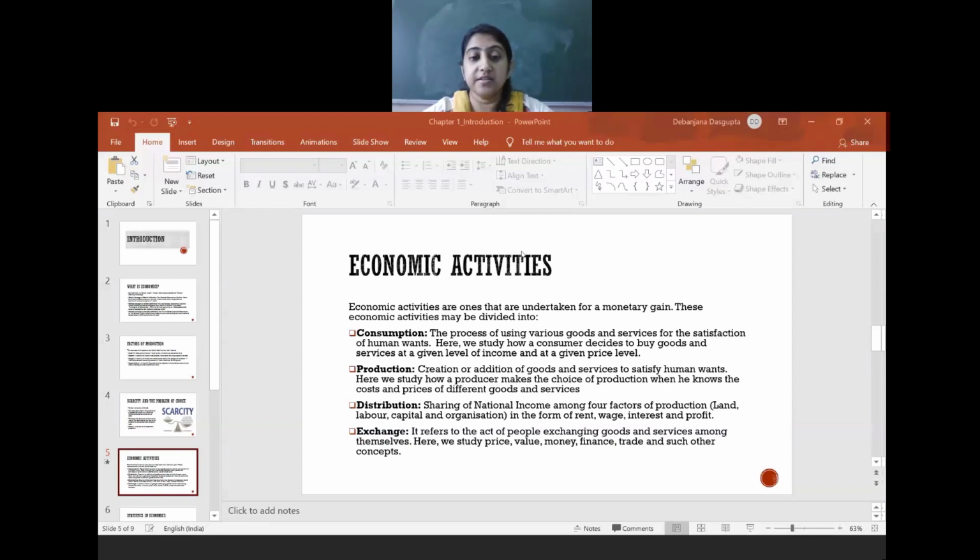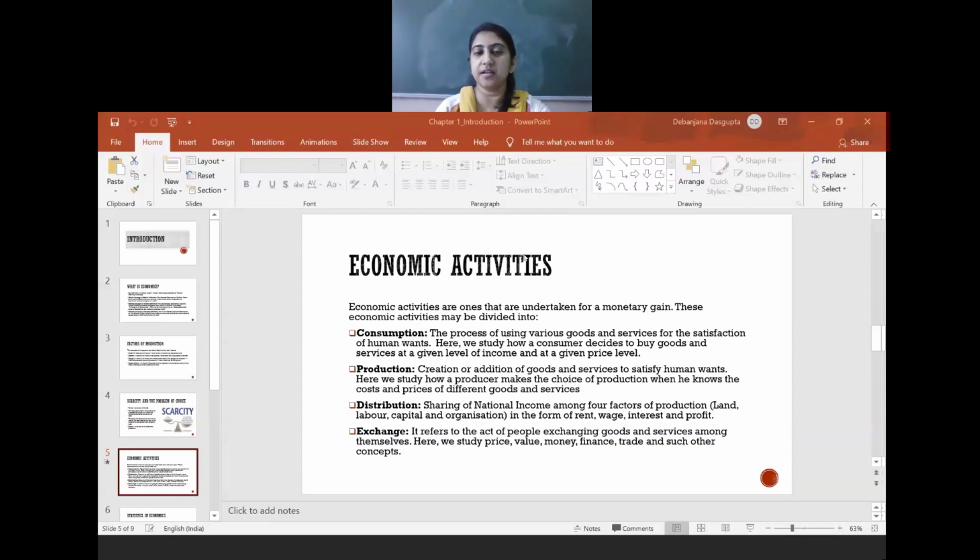There's one more activity, exchange, which refers to the act of people exchanging goods and services among themselves. Here we study price, value, money, finance, trade, and such other concepts. Right? So these are the things that the study of economics deals with, and it helps us in understanding.